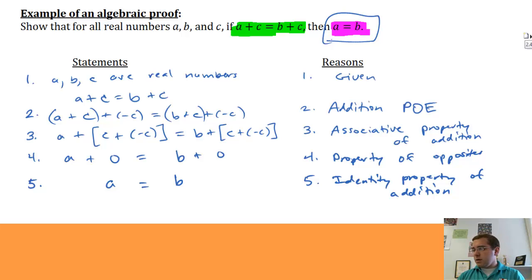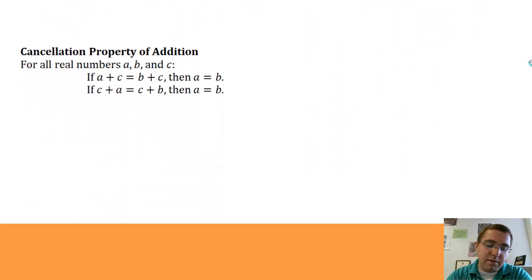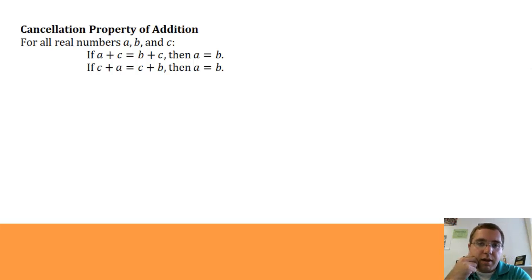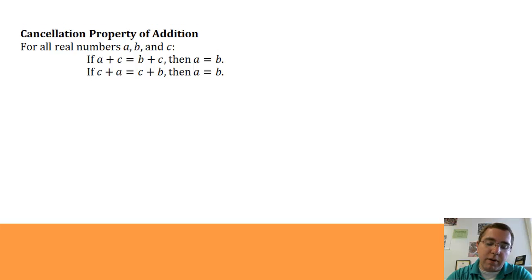So that very simple idea we have of being able to subtract the same number from both sides of an equation is what we've just proven. That is called the cancellation property of addition. So we just proved this, that for all real numbers a, b, and c, if a plus c equals b plus c, then a equals b. We could have just as easily proven the second statement there, if c plus a equals c plus b, then a equals b, just by using the commutative property of addition in order to switch the order around. So we proved there the cancellation property of addition.